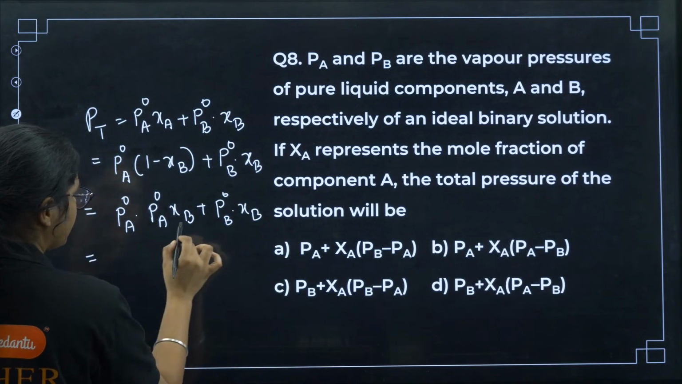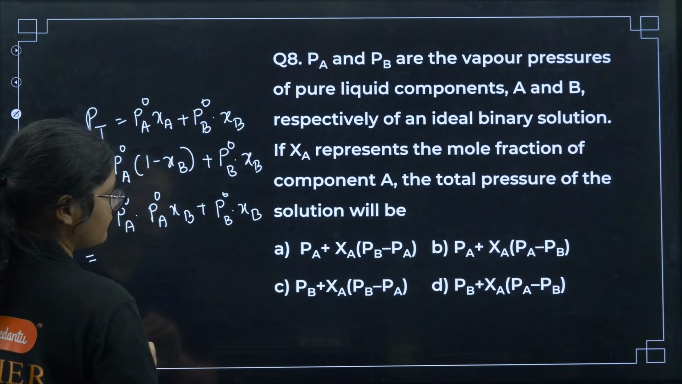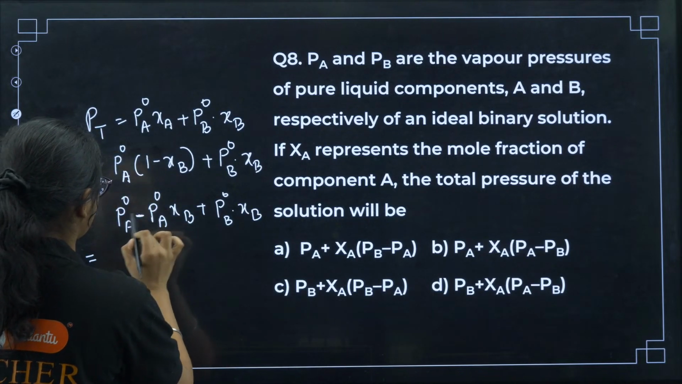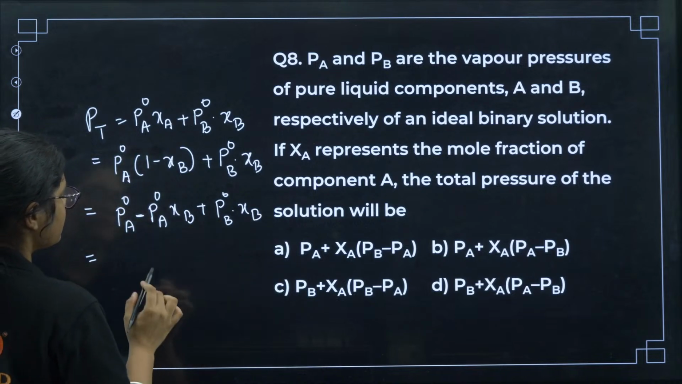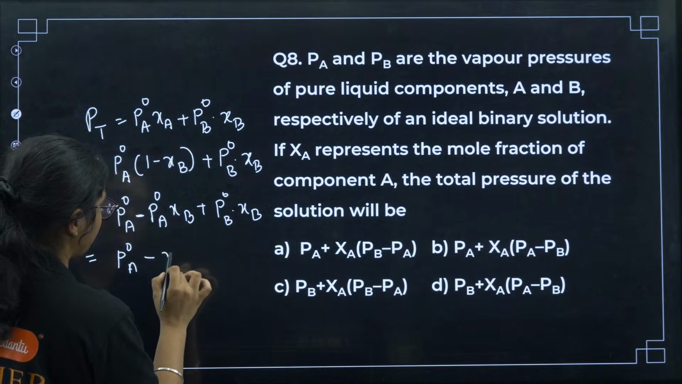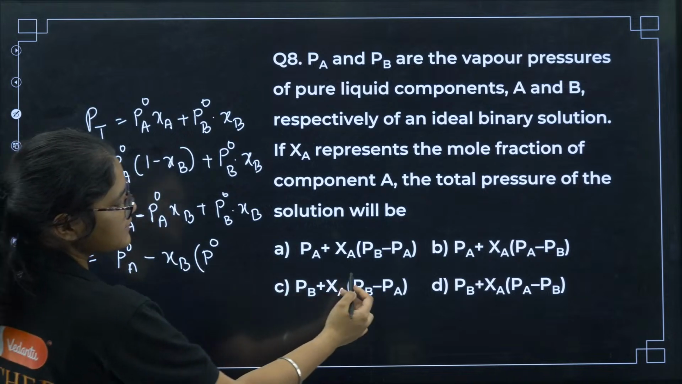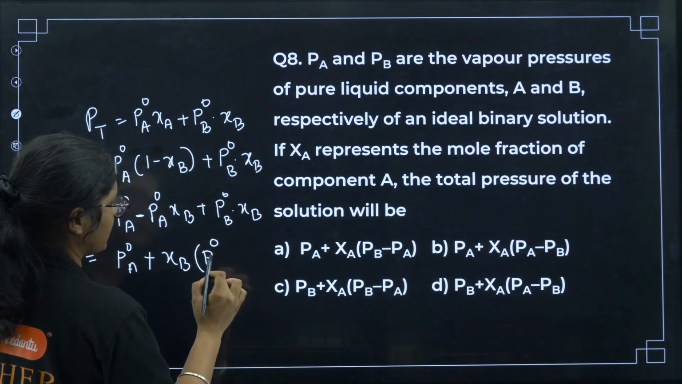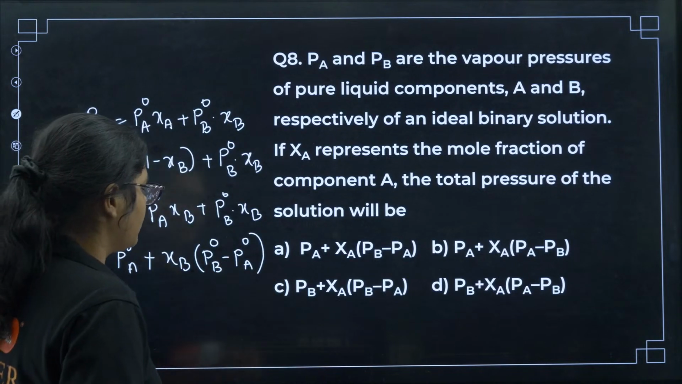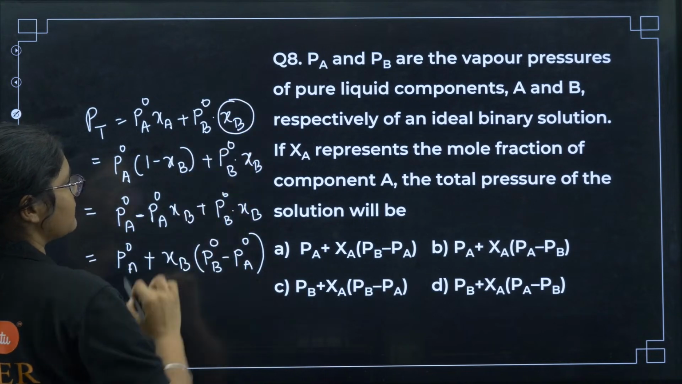Okay. So I can take XB common here, right? So if I take that one, I will get, just a minute, P naught A. Here one term I missed, minus P naught A XB. So I'll just take P naught A common, and then I have taken XB common. So I will get P naught A plus XB into (P naught B minus P naught A).